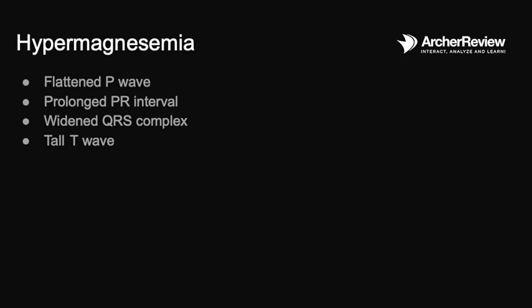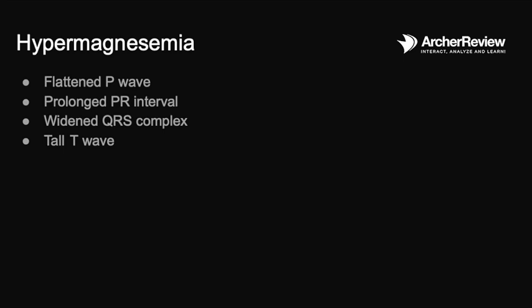So with hypermagnesemia, or too much magnesium in the blood, we will start to see flattened P waves, prolonged PR intervals, and a widening QRS complex, as well as a tall T wave. Now remember I said a tall peaked T wave is characteristic of hyperkalemia, too much potassium. You do still see a tall T wave with hypermagnesemia.